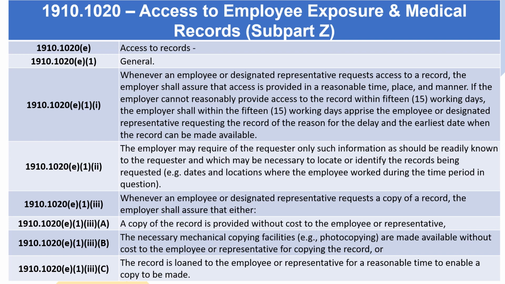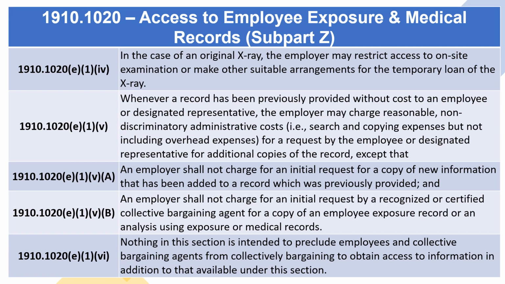A copy of the record is provided without cost to the employee or representative. The necessary mechanical copying facilities, e.g., photocopying, are made available without cost to the employee or representative for copying the record, or the record is loaned to the employee or representative for a reasonable time to enable a copy to be made. 1910.1020(e)(1)(iv) In the case of an original X-ray, the employer may restrict access to on-site examination or make other suitable arrangements for the temporary loan of the X-ray.